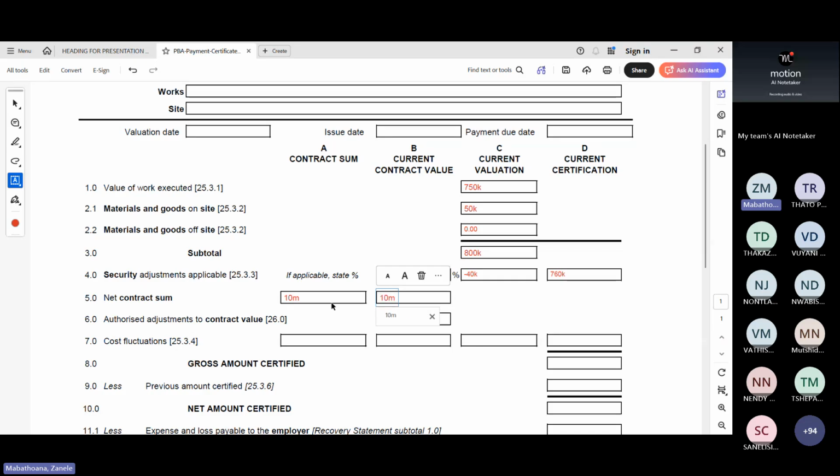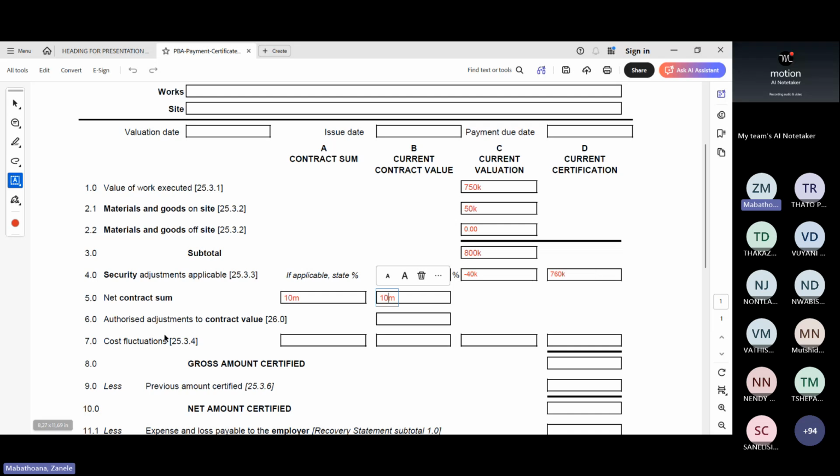But let's say, for instance, we had gone at 10 million, and then we decide that the initial gate we had proposed doesn't quite work. We want the big car gate and the pedestrian gate on one side as opposed to two opposite sides, whatever. So there's a variation, and now the contract has moved. The contract sum is still 10 million, but now the contract value, because we have a variation, is let's say 10.2 or whatever. So this value would change. At this point in the first certificate, this is still equal to the other, right?